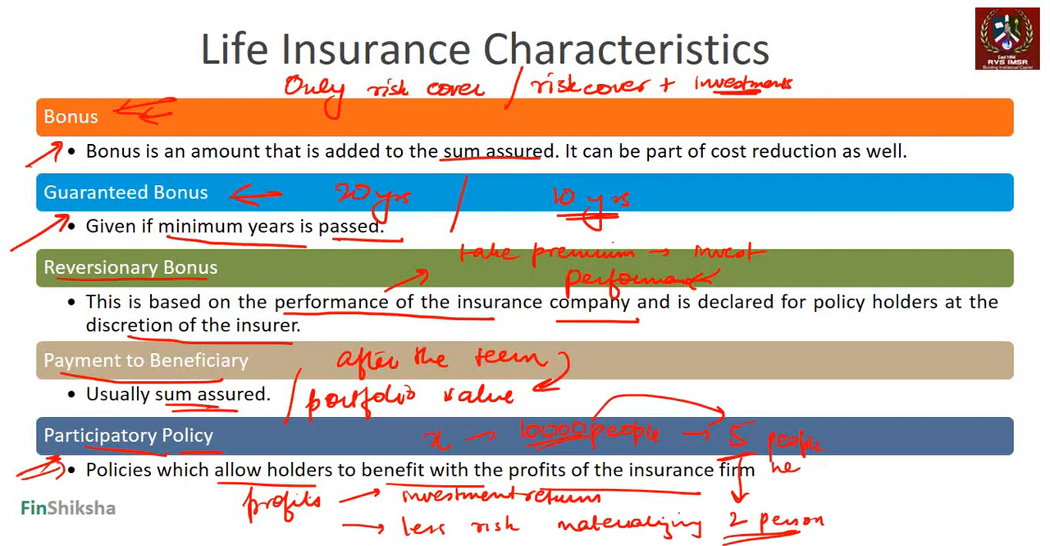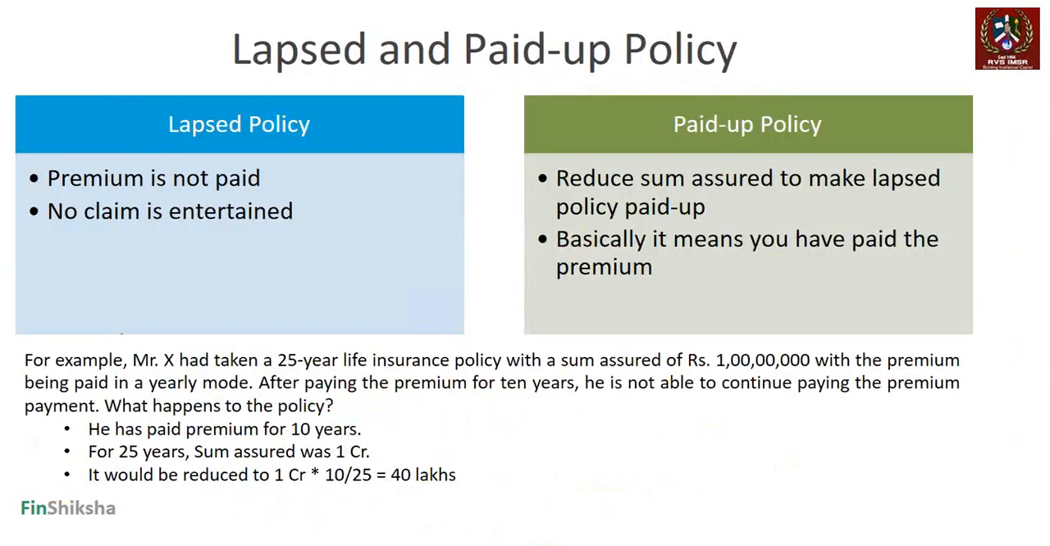Such policies are called participatory policies. There are some policies which are non-participatory policies, where if there is profit, that's kept by the life insurance company who's insuring the person. Right? So those are some of the key terms that you will keep reading again and again. There is also some interesting terminology called lapsed and paid up policies.